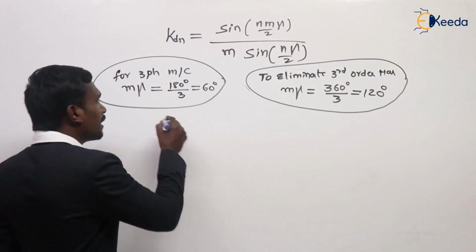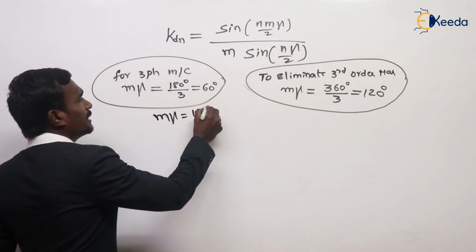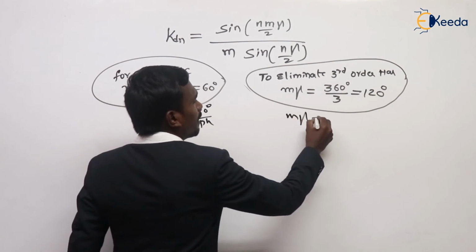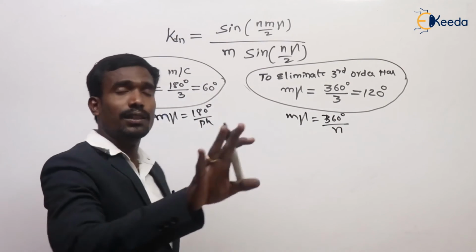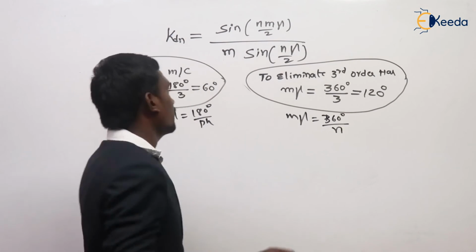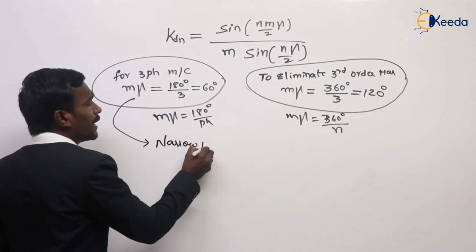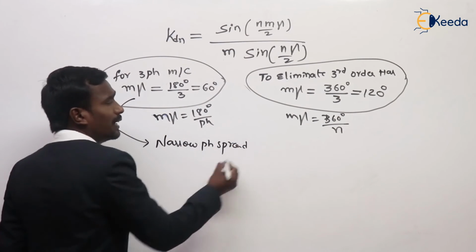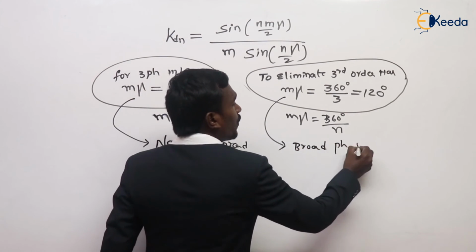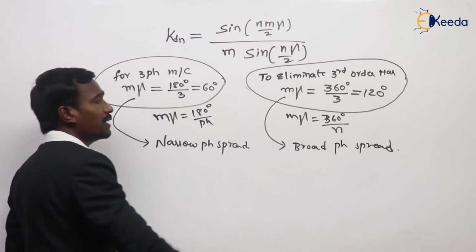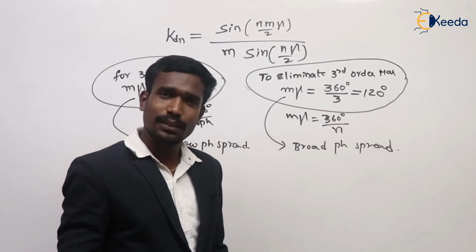Actually here, the formula is m gamma equal to 180 degrees by phases, but here m gamma is equal to 360 degrees by order of harmonics. These two are very different, not the same. And I said, when m gamma is equal to 60 degrees, that is narrow phase spread. But when m gamma is equal to 120 degrees, that is called broad phase spread.